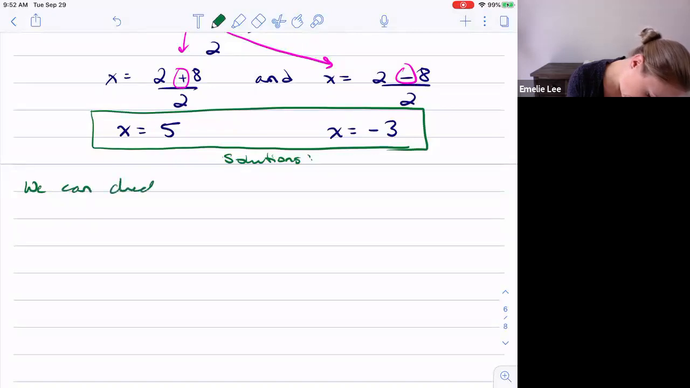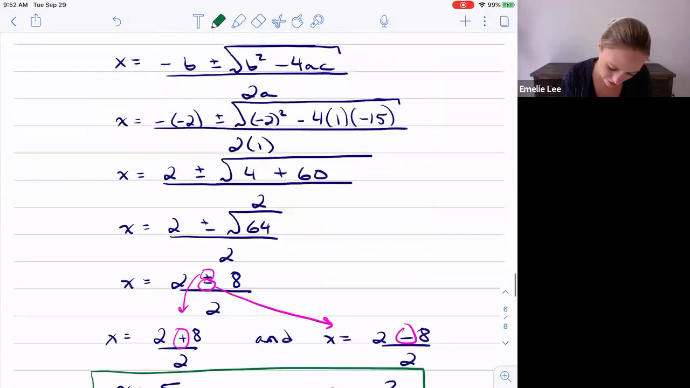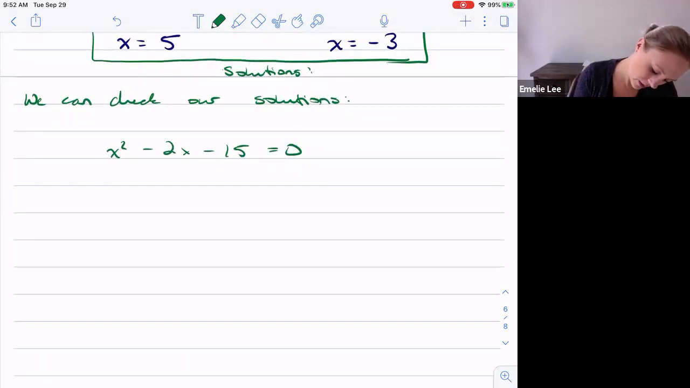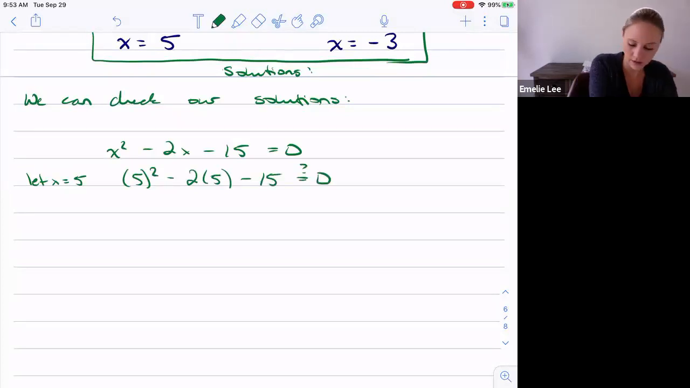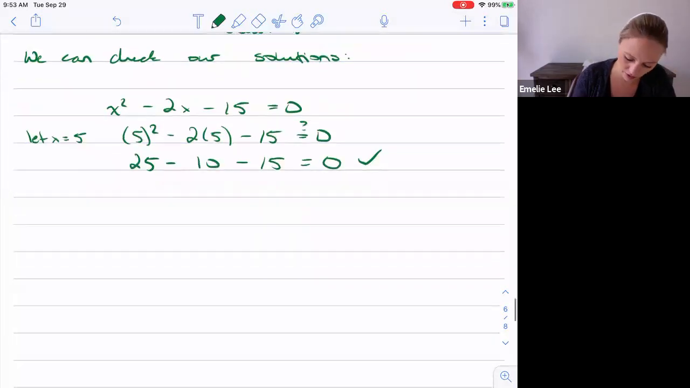We can check our solutions. So we had, now I can't remember what, x squared minus 2x minus 15 equals 0. Let x equal 5, I get 5 squared minus 2 times 5 minus 15. Does it equal 0? Well, I get 5 squared is 25 minus 10 minus 15. Hey, it looks pretty good. 25 minus 10 minus 15 equals 0. So 5 is a solution. Therefore, x equals 5 is a solution.